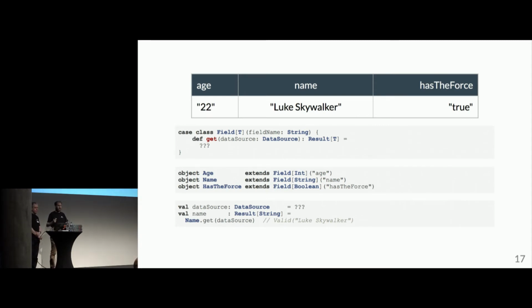So notice I said the result of. This might fail, so there's going to be some validation along the way. It might fail if the key isn't present in the data source, or it might fail if the string value of it can't be marshaled in a meaningful way into the Scala type we want to work with.